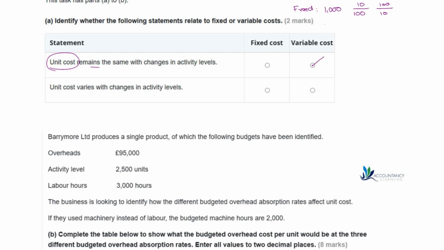So the per unit cost, so materials for example, might be £5 per unit, and that stays the same. The second one is unit cost varies with changes in activity levels. So we've just proven that up the top here with our fixed cost. As we demonstrated, if we've got fixed costs of 1,000, it'd be £100 per unit if 10 are made, or £10 per unit if 100 are made. So therefore it will be a fixed cost that varies with the changes in activity levels.